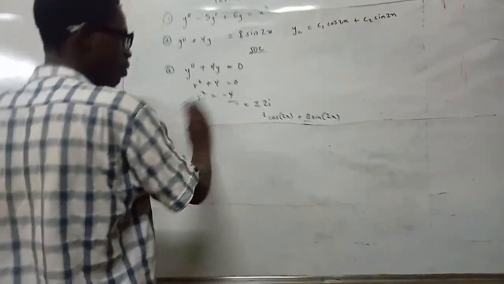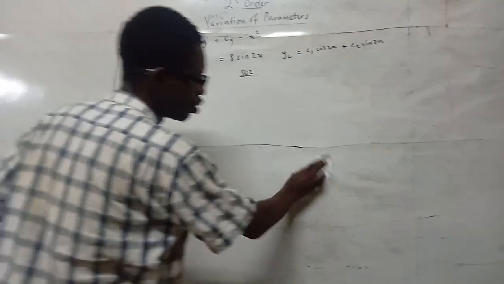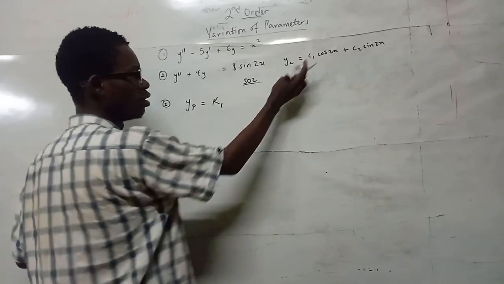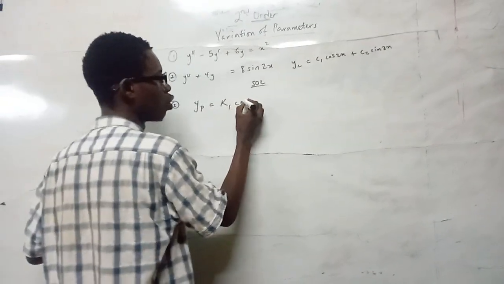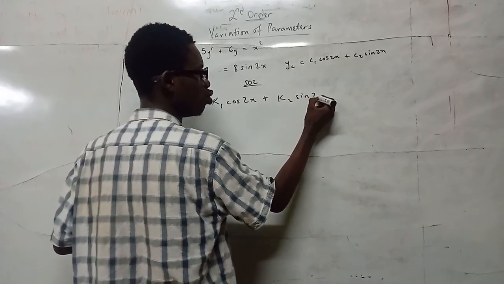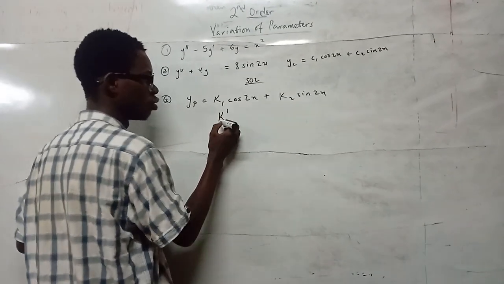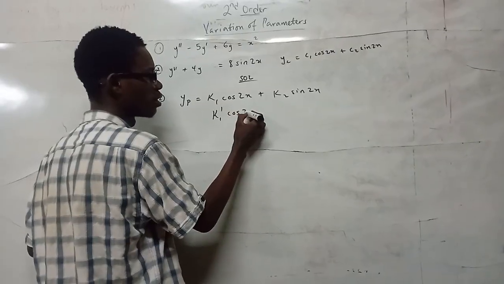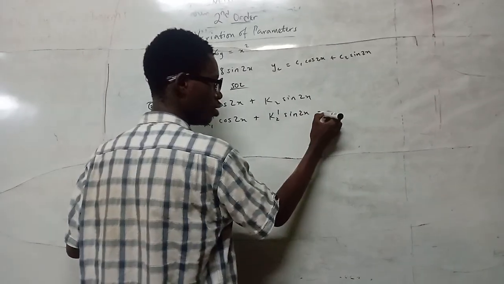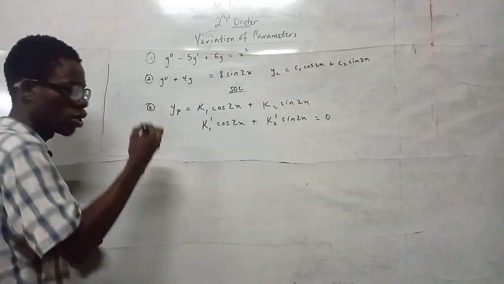Since I have my complementary solutions now, I can use the method of variation of parameters to find my y particular. I'm going to assume that my y particular equals k1 cos 2x plus k2 sine 2x, instead of writing c1 and c2. I'm going to enforce this condition: k1 prime cos 2x plus k2 prime sine 2x equals 0. After enforcing this, I differentiate my yp twice.